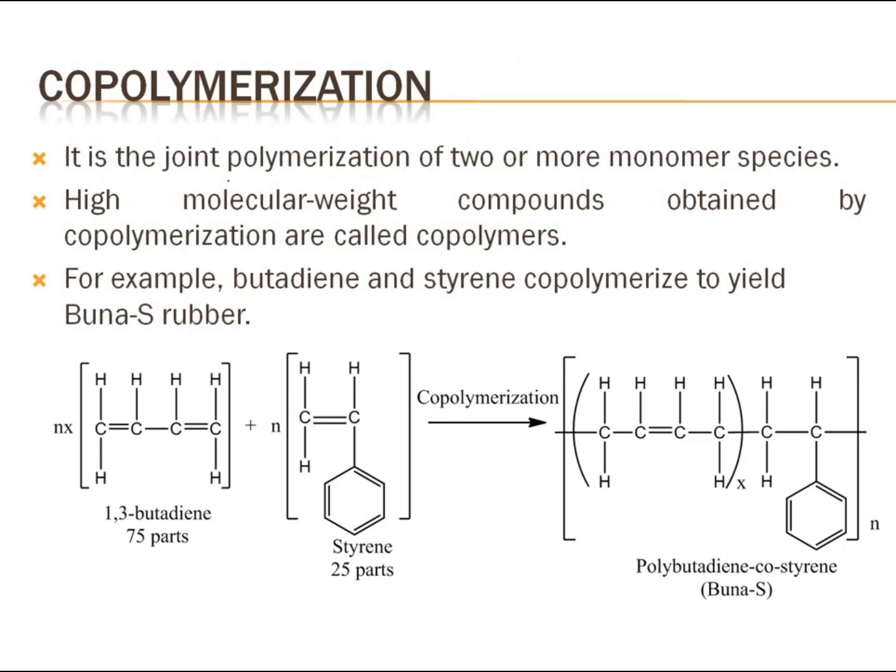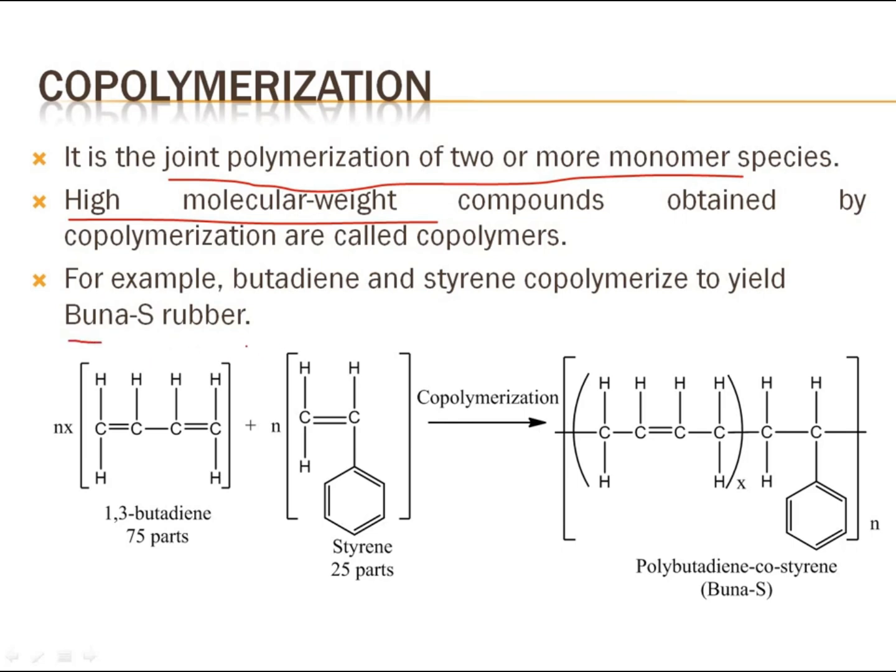Copolymerization. We know a copolymer is formed from monomers. A copolymer contains two or more monomers of different chemical structure. They are not identical, they have different chemical structures. Here it is the joint polymerization of two or more monomeric species. In this copolymerization reaction, high molecular weight compounds are obtained.